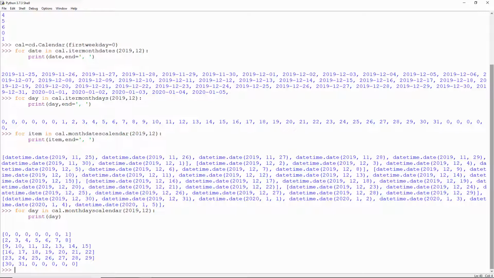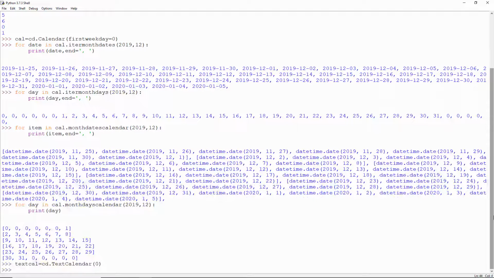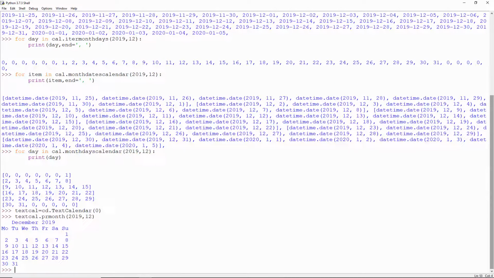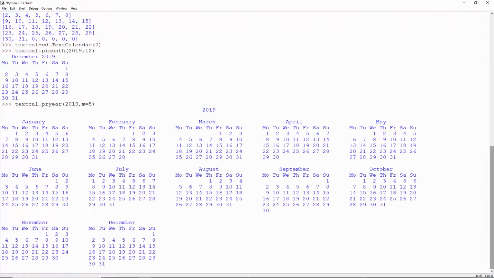Now the text calendar class. Let textcal be a text calendar starting at day 0. This is the calendar for the month of December in 2019. And this is the calendar of the entire year 2019.